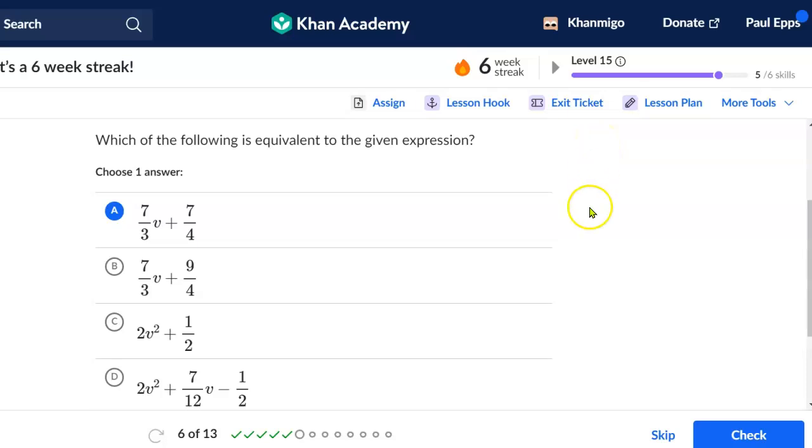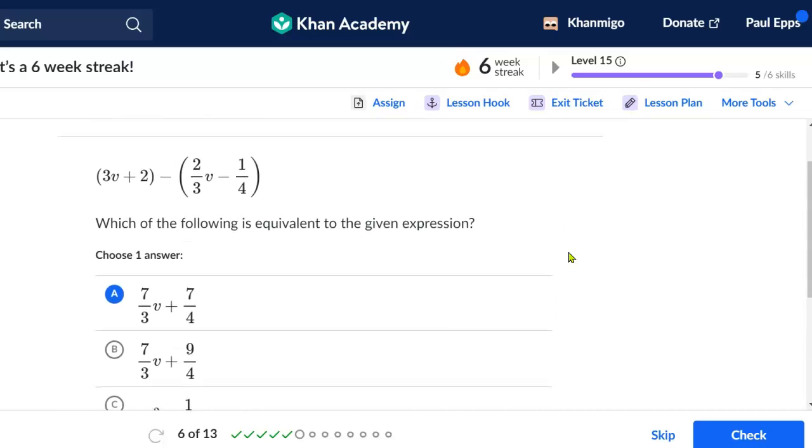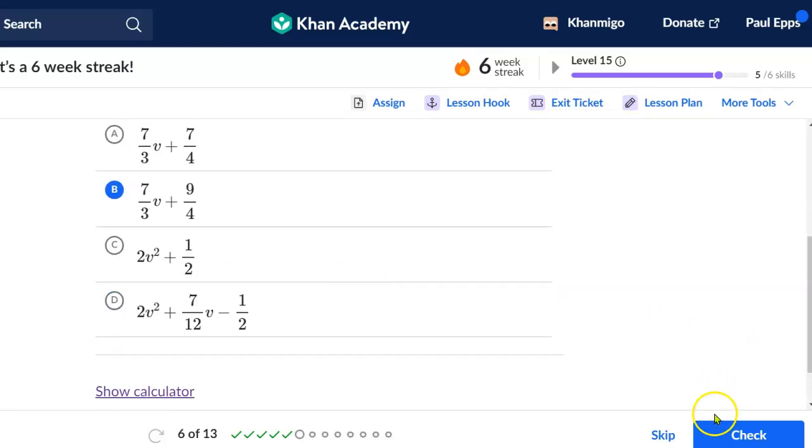C and D do not look plausible. There's not going to be a v squared term in here. And then the rest of it, we need either 7/4 or 9/4. So we have 2 minus negative 1/4, which is like 2 plus 1/4, which is like 8/4 plus 1/4, which would be like 9/4. So let's go with B.